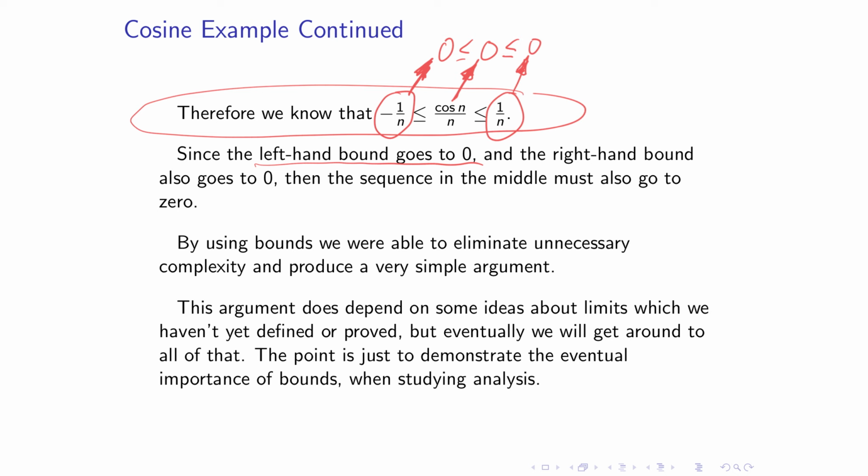And so notice that what was a complicated object, cosine n over n, we didn't have to think about its complicated behavior. We didn't have to know too much about cosine n because we could put a bound on it, and because our interests were in the limiting behavior, the limiting behavior of the bounds was enough to tell us what the limiting behavior of the object itself does.